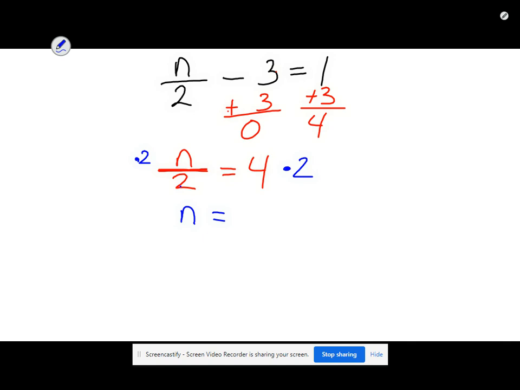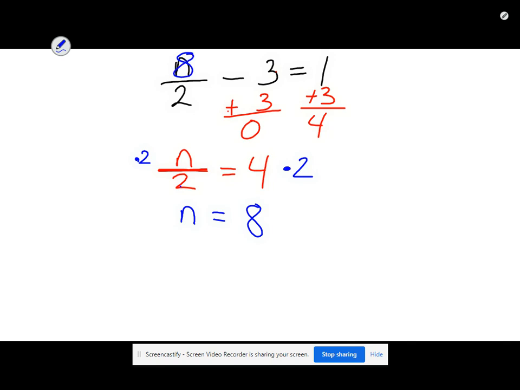4 times 2 is 8. Now what you always want to do is double check your math. Does anybody know the way that we would check our math? How can I check my math, Nick? Like the opposite way, to see if you get back to where you were. I'm actually just going to take what I solved for n, and I'm going to put it in for n.